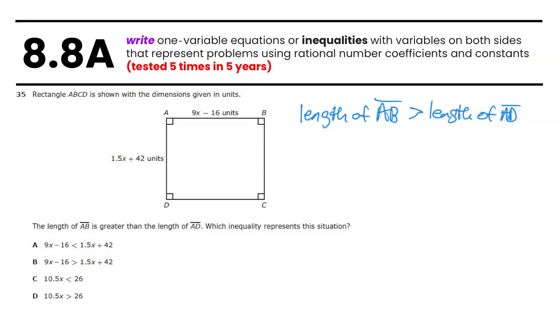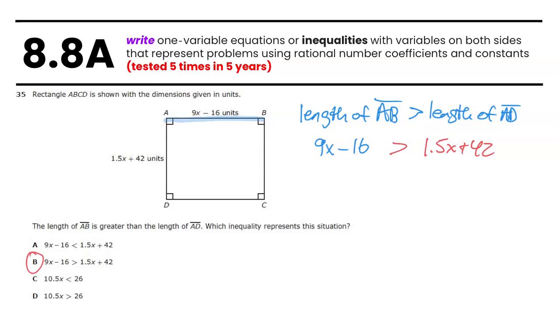In this particular case, what I notice is that we have the length of AB right here. It is 9x minus 16. And so I will just go ahead and write that down where I see length of AB. Then for the length of AD, that would be here, and we see that that is 1.5x plus 42. So, putting my greater than sign in the middle, what we notice as we compare answer choices with what we've written down is that B is the correct answer.